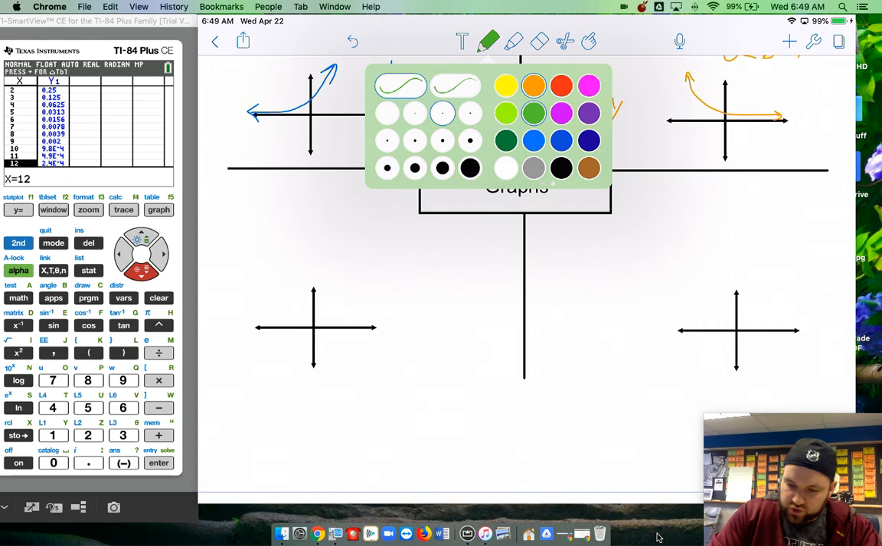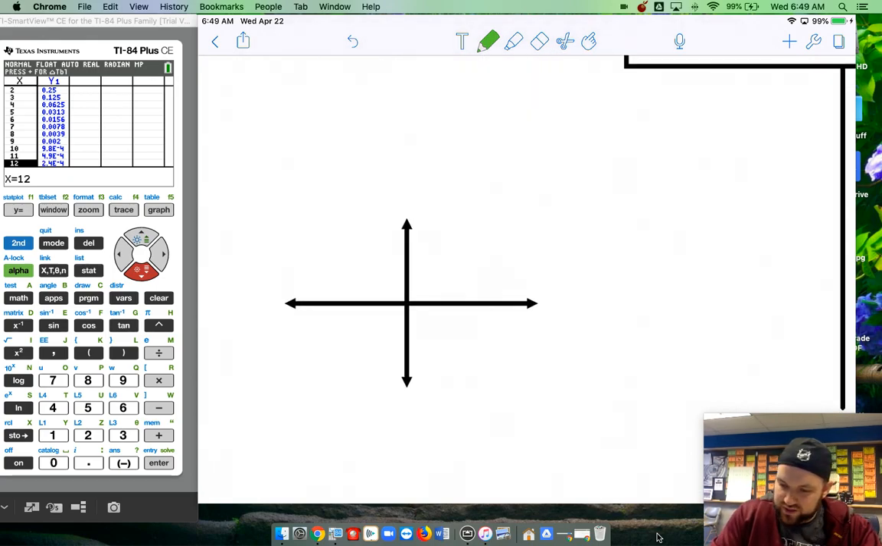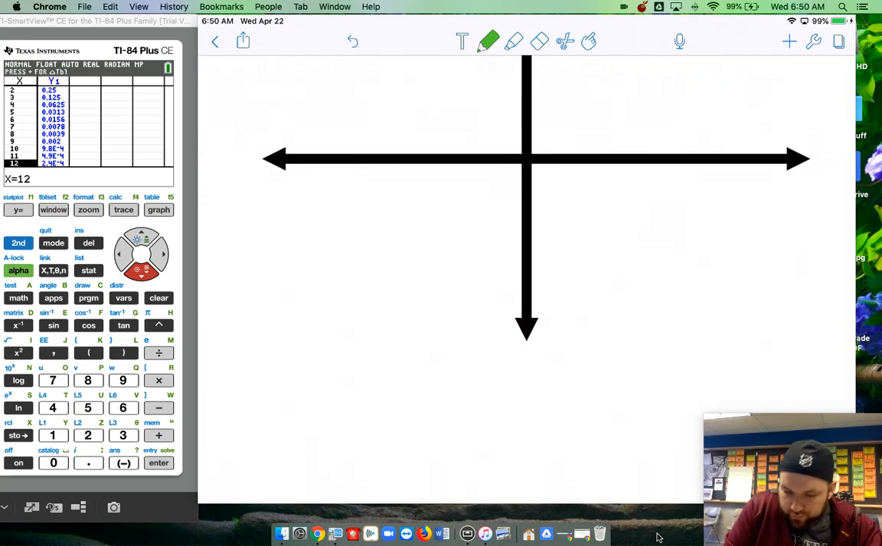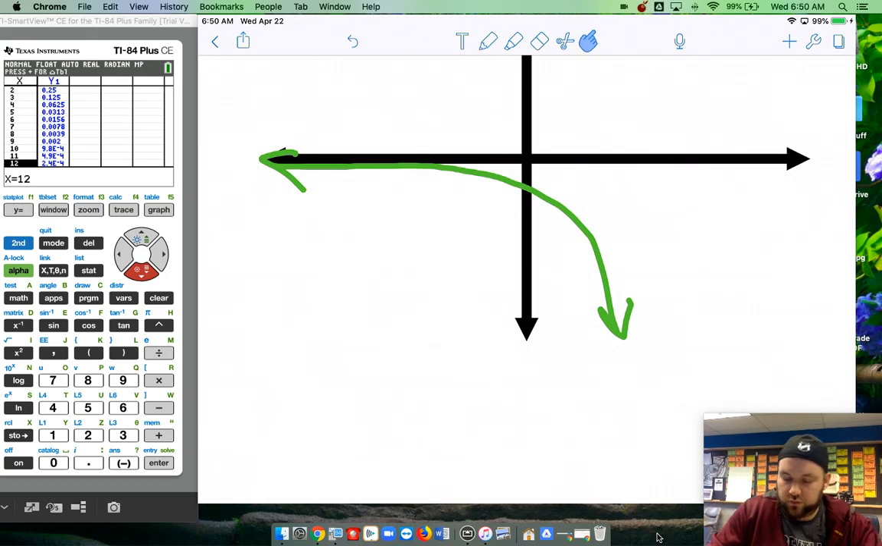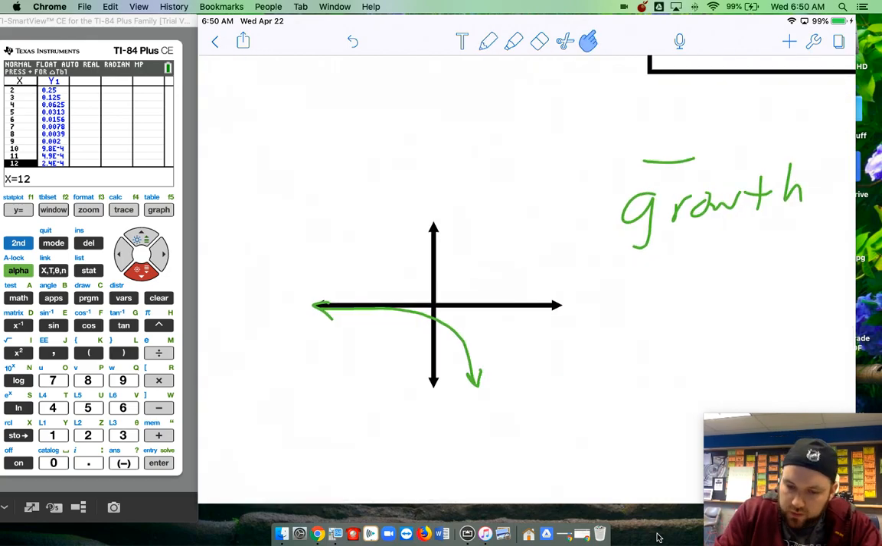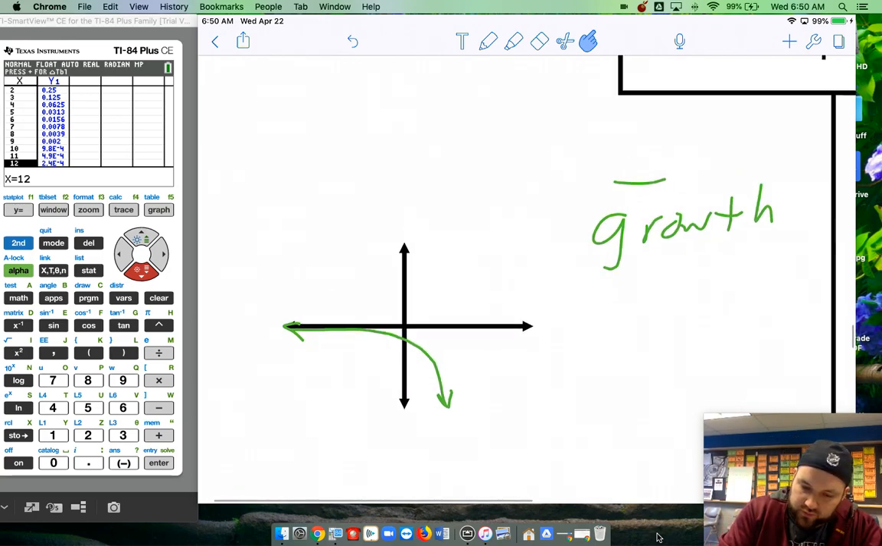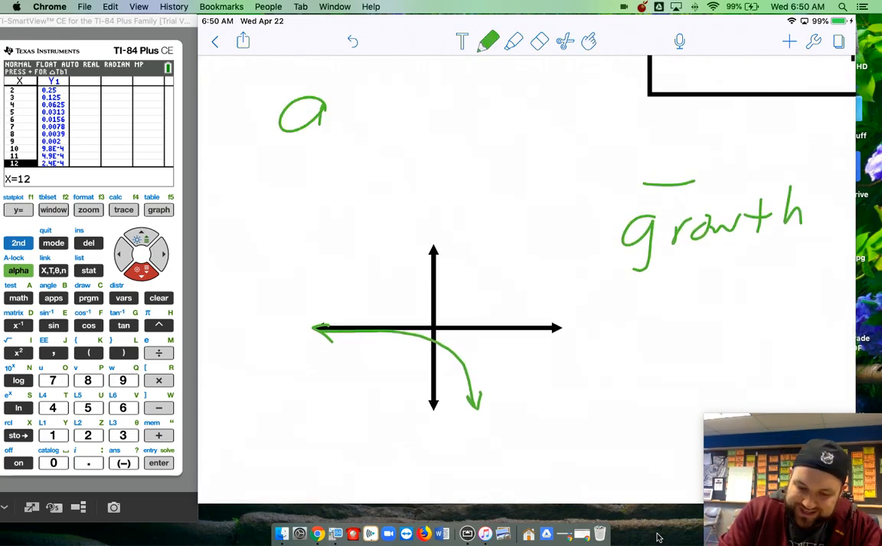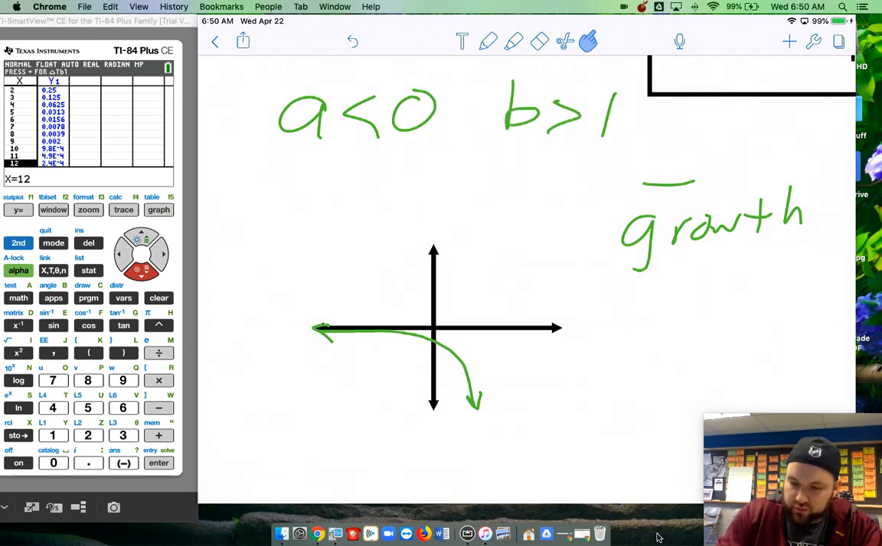Then next we saw there's such a thing as negative growth. So negative growth starts close to 0, but on the negative side, and then goes down, away from 0. And this occurs when the start value is less than 0, but the growth factor is still bigger than 1.